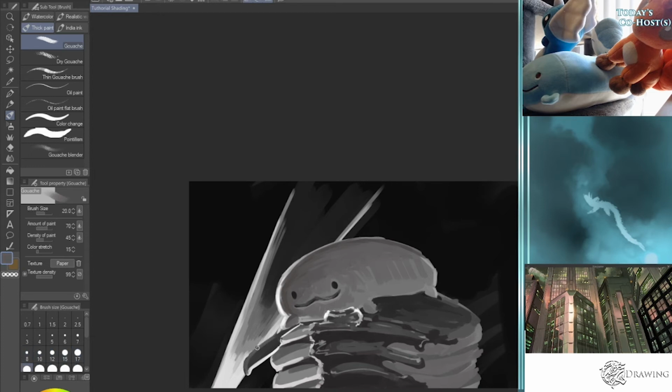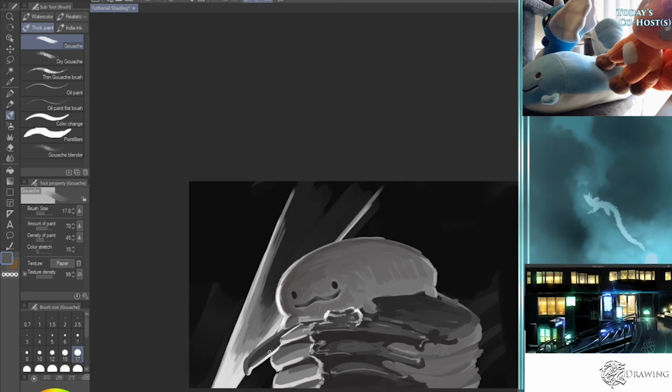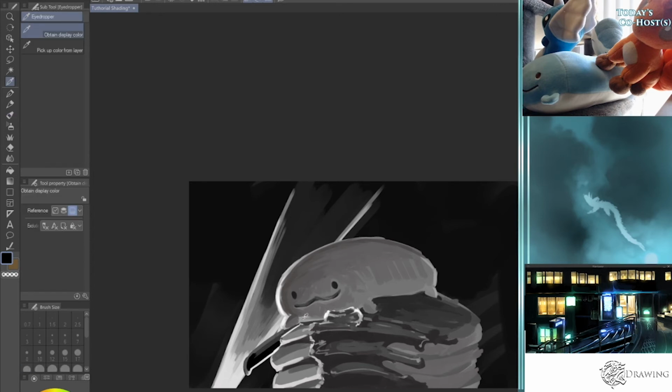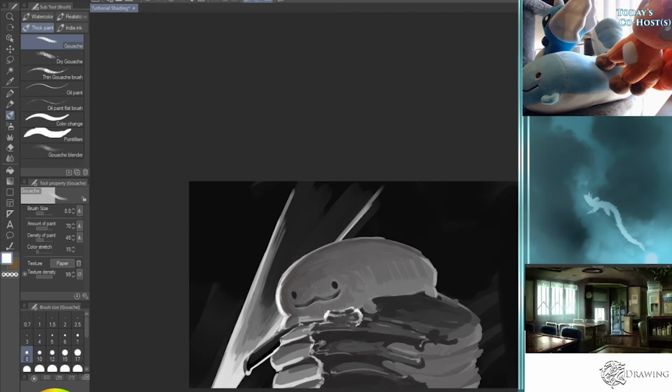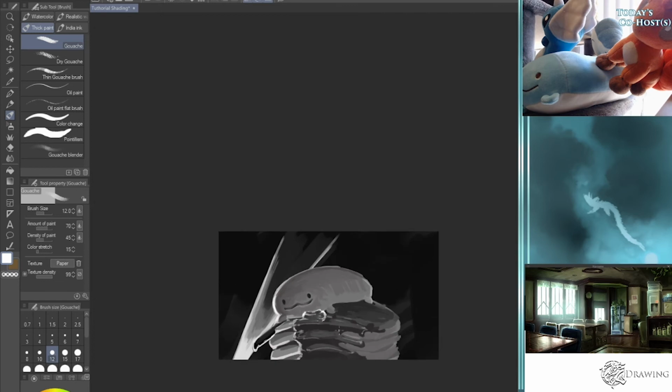The knife is a very different material from the rest of everything, so it's going to be very metallic, very dark, very dark core shadow. Very bright specular highlight. There you go.